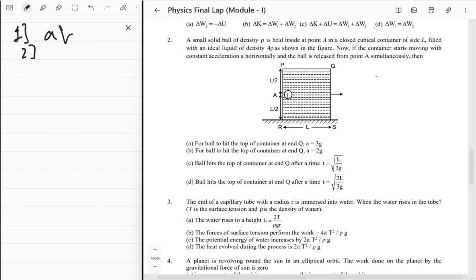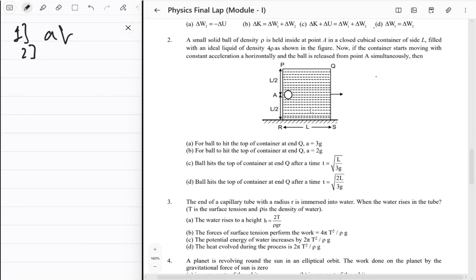That's weird. So it will go like this. Held inside. Ball is released. For the ball to hit the top of the container at end Q. Oh, okay, I get what's going to happen. With respect to the container, acceleration is like this and there's also gravity. So A in that direction, G in that direction. So there's a G effective in this direction and A effective in this direction, right? So basically it goes in this manner.